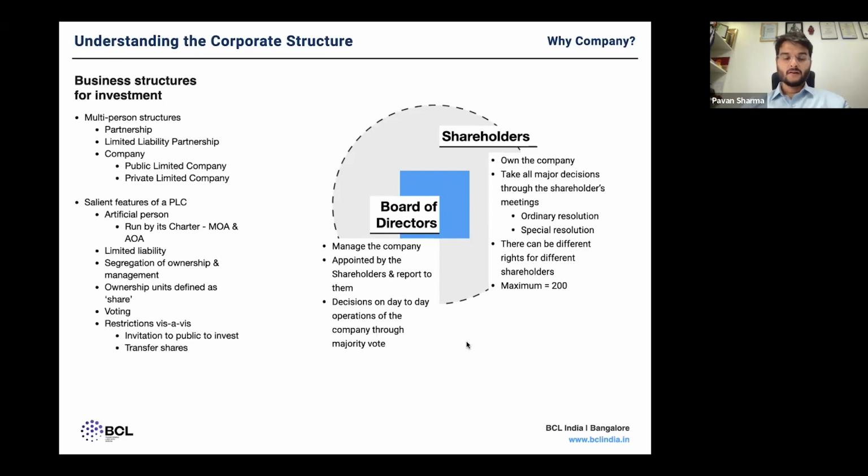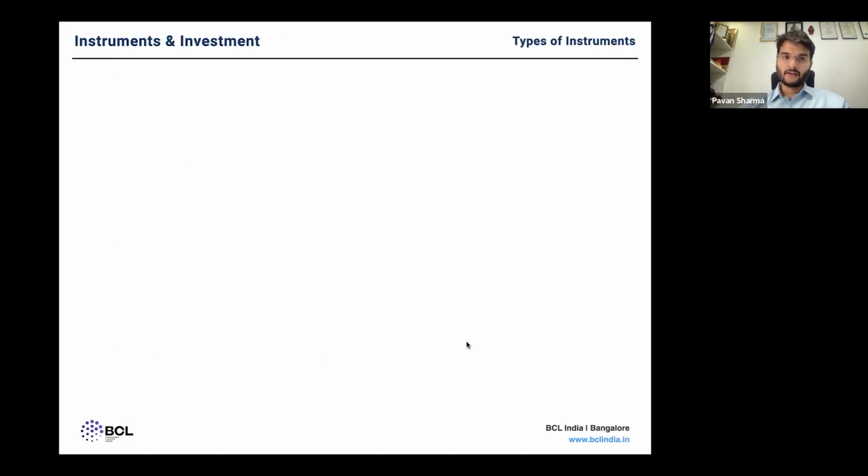In the case of shareholders, you will have show of hands to start with, but then you can always change that into the vote share, meaning the number of shares that are owned by an individual. And that is the basic difference between these two. You can have a maximum of 15 directors in a board, but it is mandatory that at least one of them should be a resident of India.